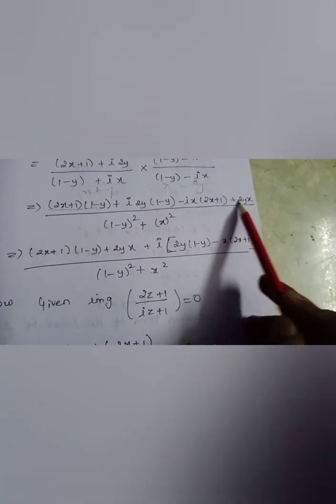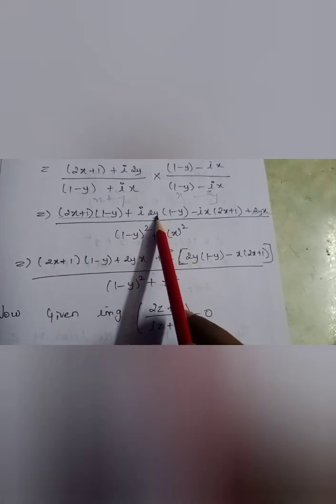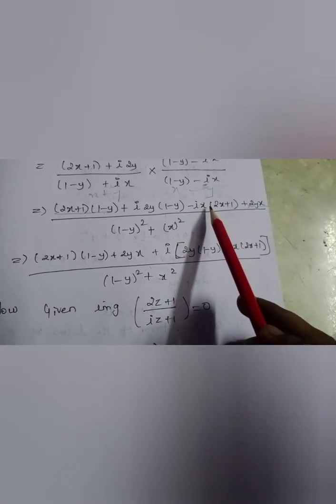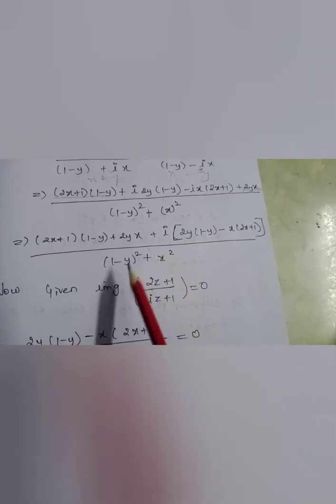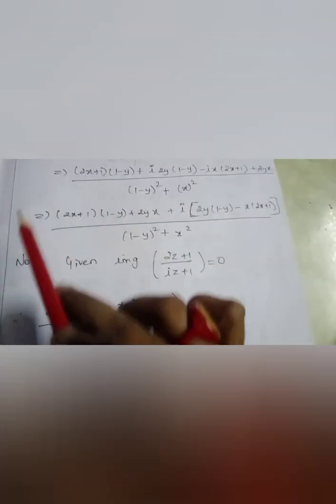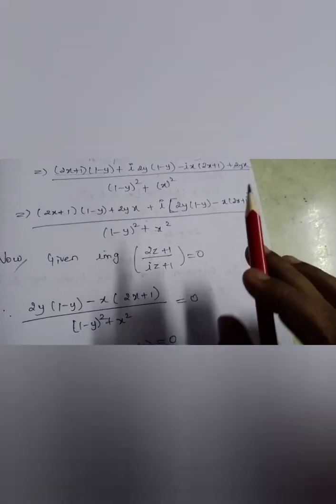This is my real, this is also real, so I have written them together. Plus i into the imaginary part, 2y into 1 minus y, plus x into 2x plus 1, and there is a minus sign, divided by the denominator. Now once again we will go to the question. It was given that the imaginary part of this expression is 0. I have already told you, after getting the last step we have to equate only the imaginary part.